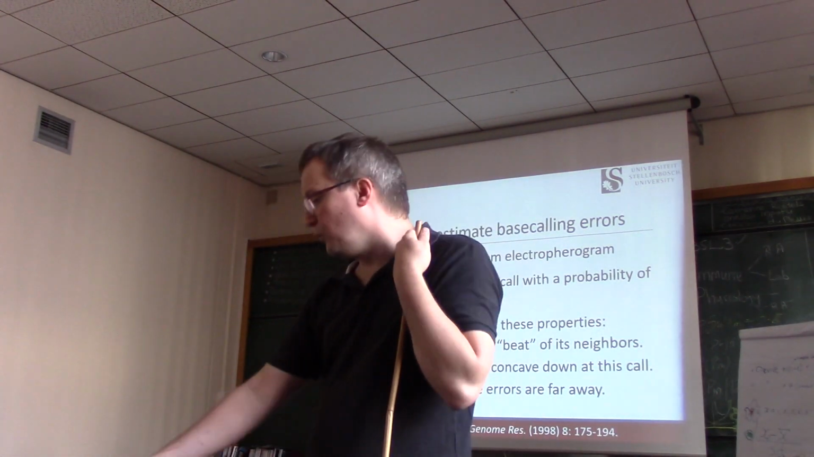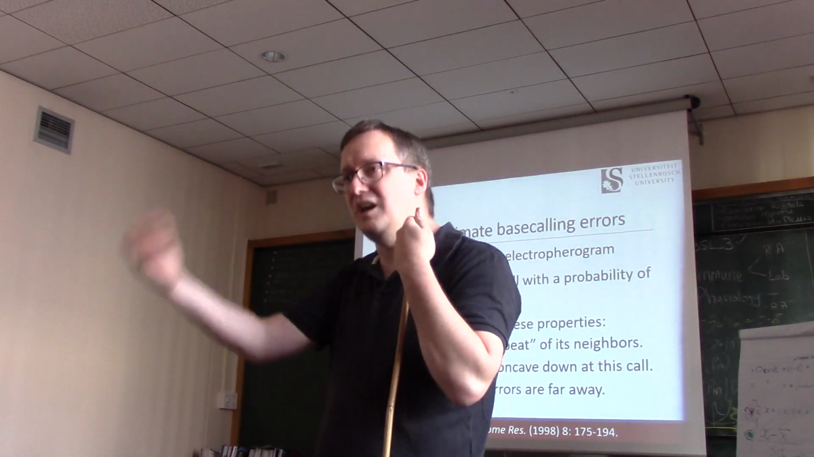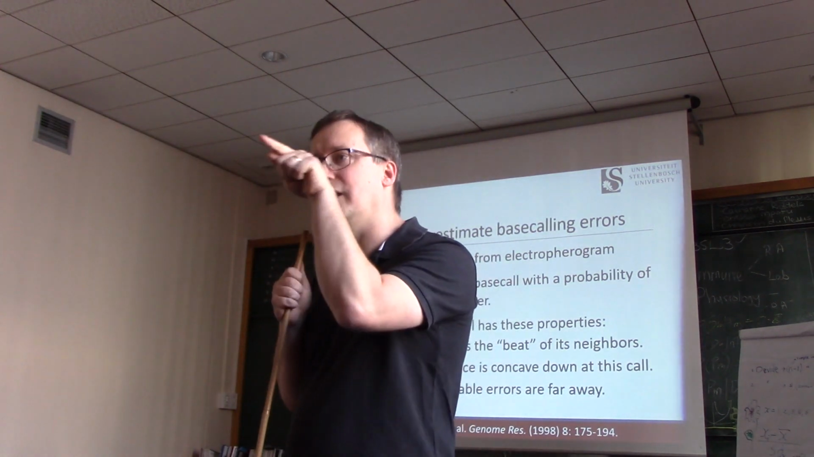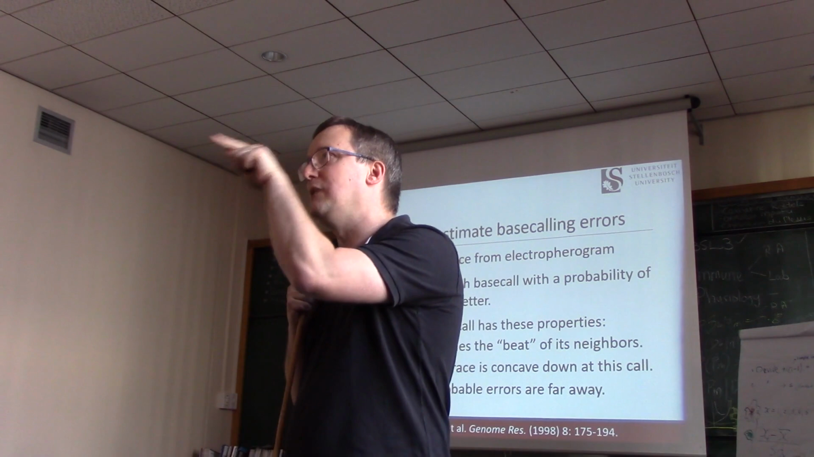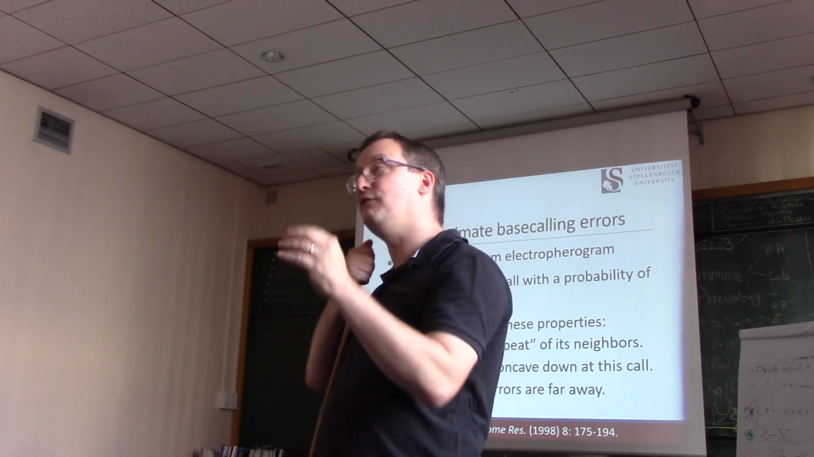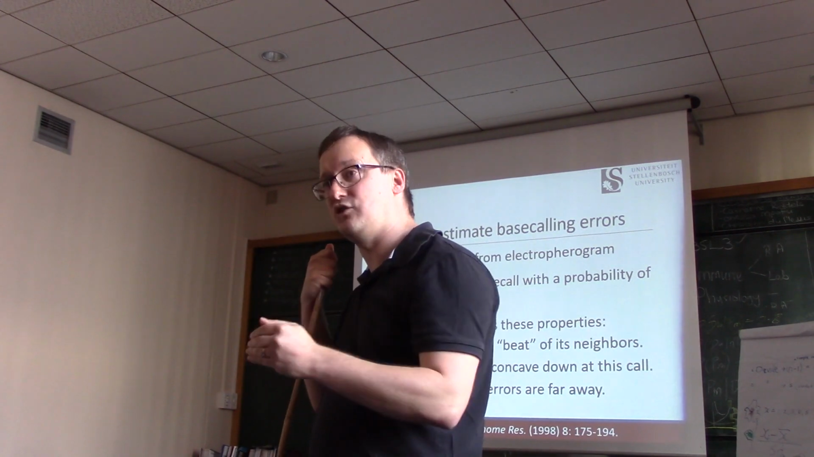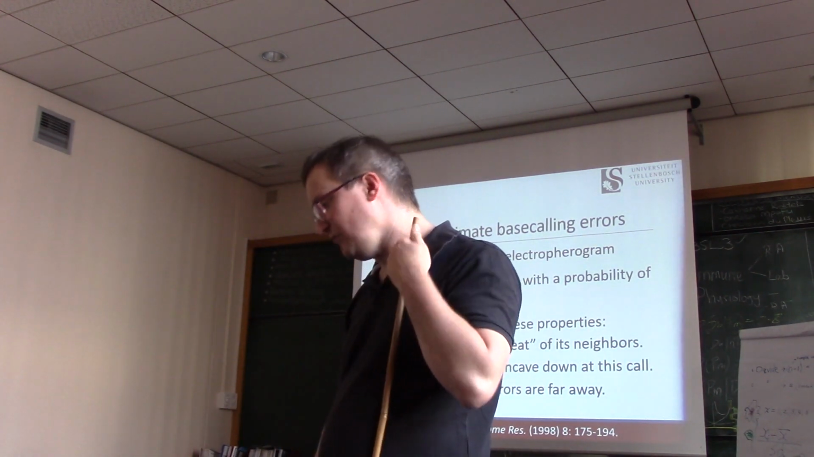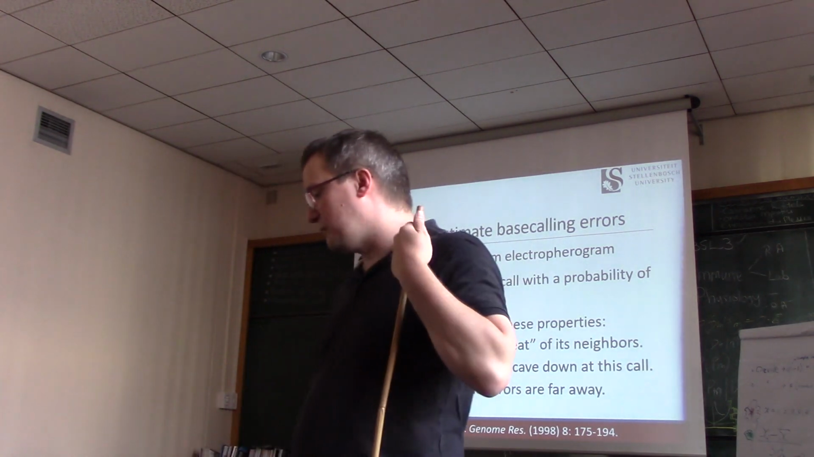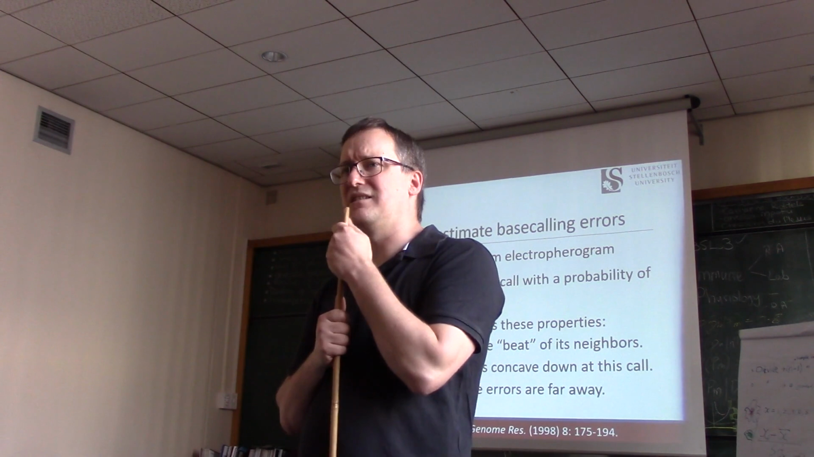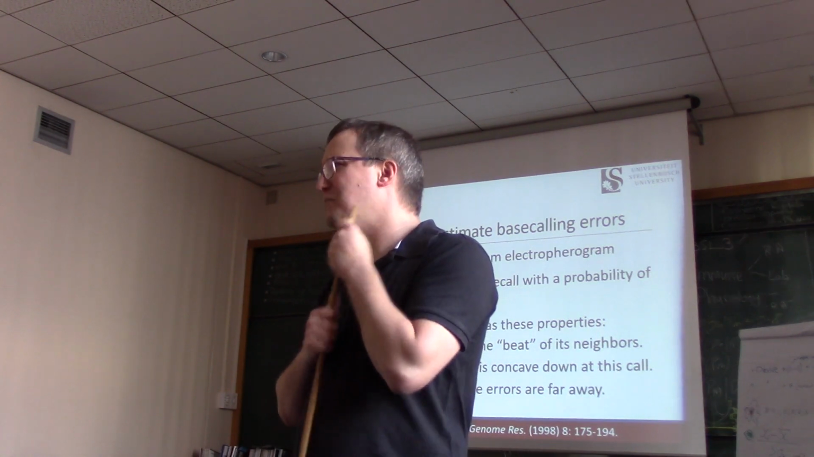So we have to infer some sequence from the electropherogram, and it's not going to be you sitting there saying, okay, red, red, red, green, green, blue, black, black, green. Not going to do that. We're going to do that with software. And then Phred is going to give us an evaluation of whether those base calls are trustworthy or not. So a good base call should have these properties. A peak matches the "beat" of its neighbors.